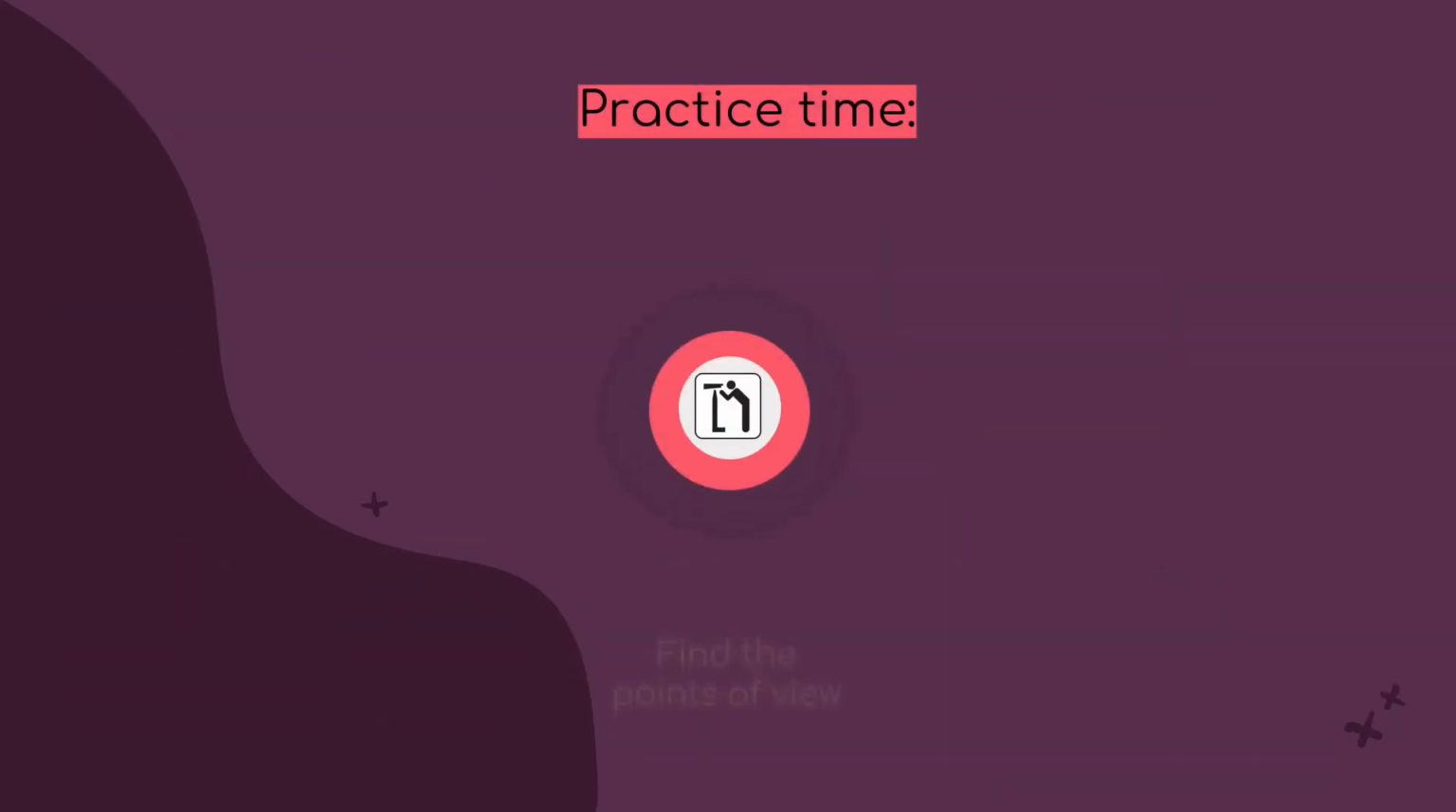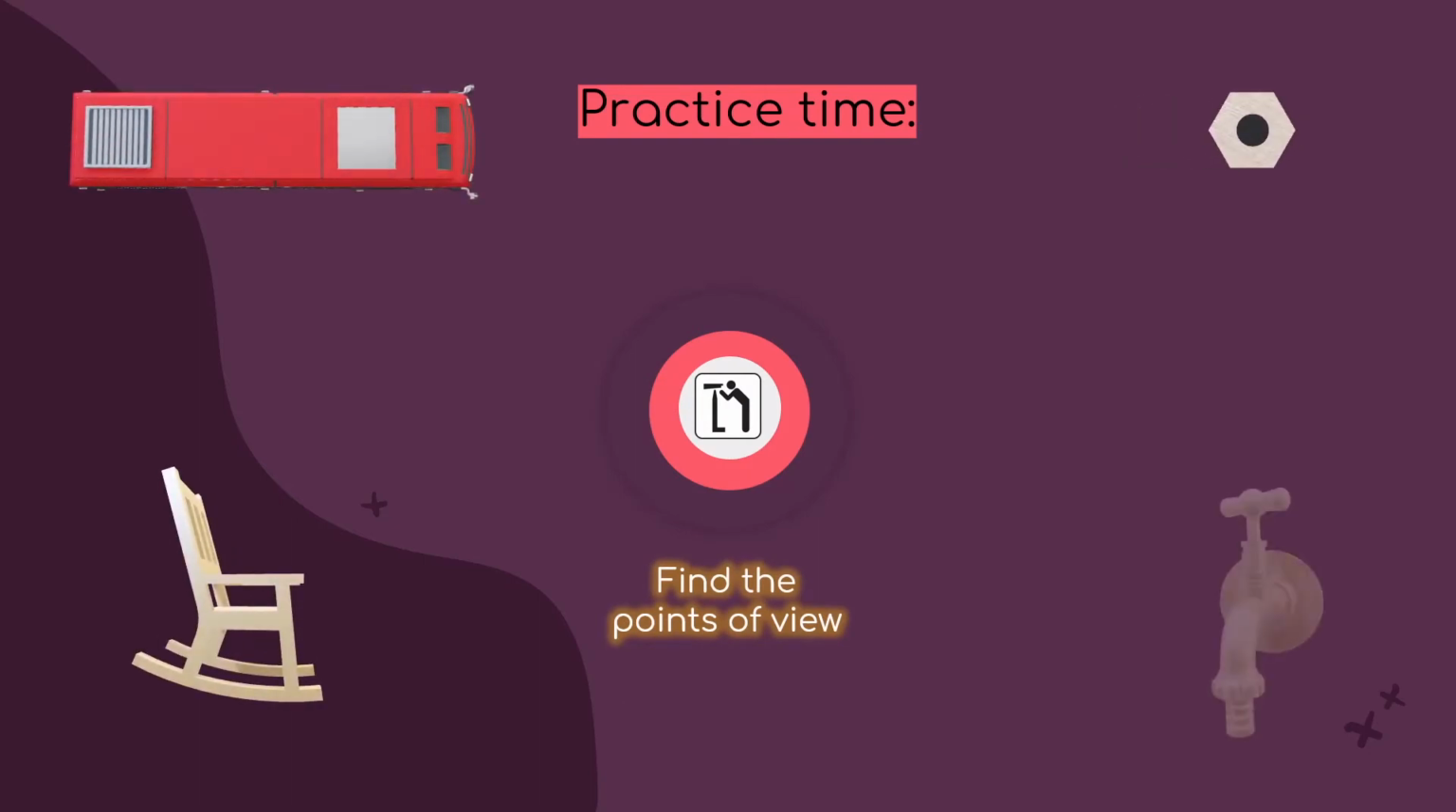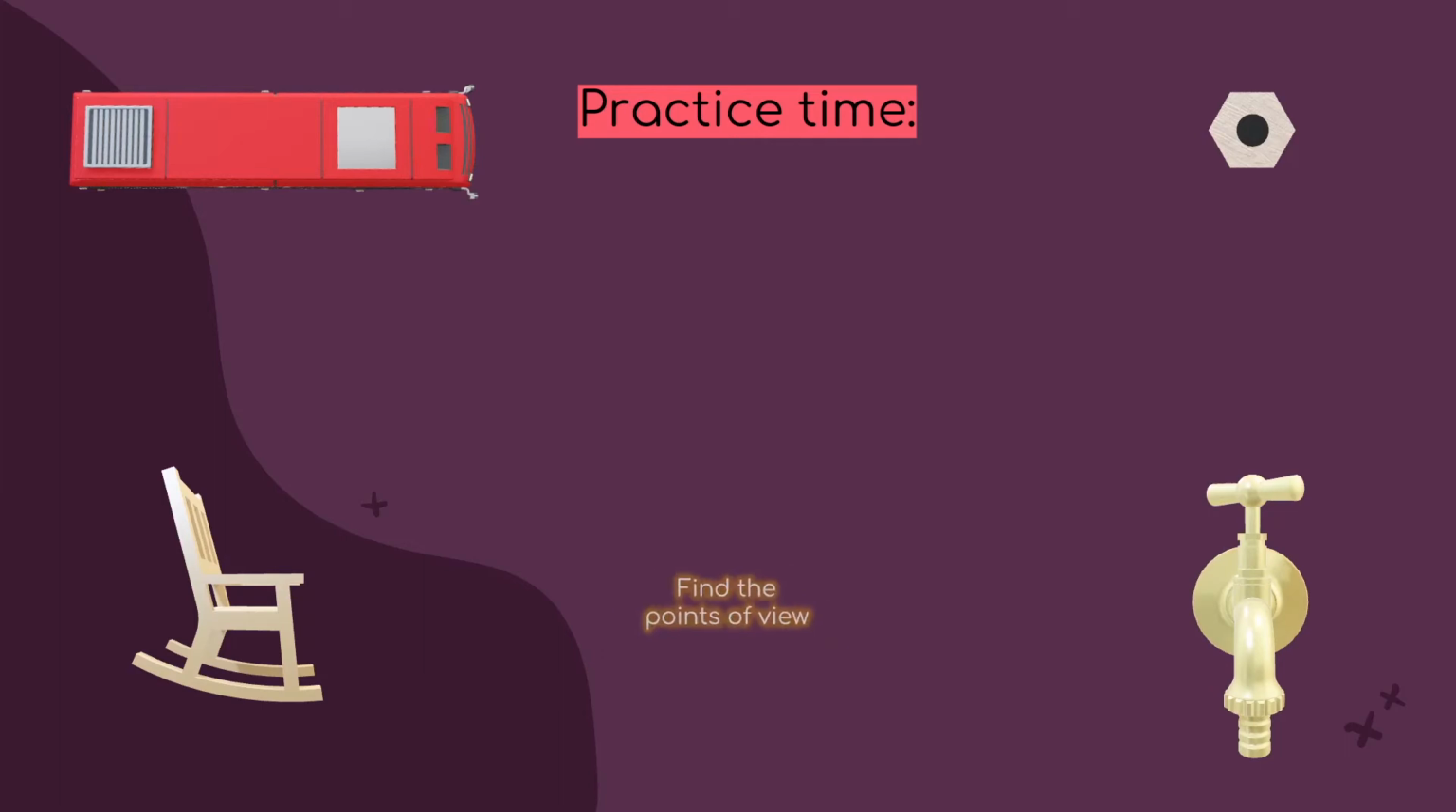So now it's practice time. Here are given some objects. Here you have to find the points of view. So see the first picture of the bus. Let's imagine from where we have to notice the bus to get the view. Yes student, you are right. We have to notice the bus from the top. So this is the top view.